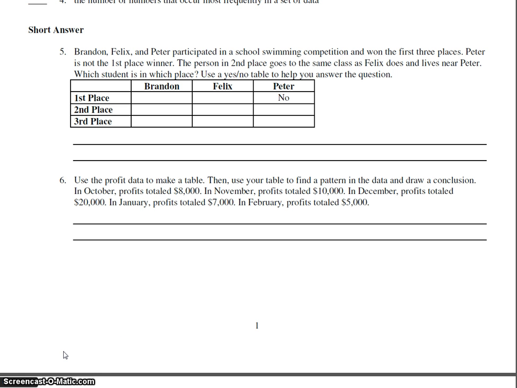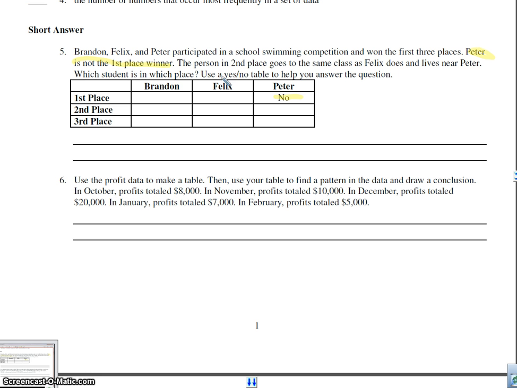All right, so we're going to first put in that Peter is not first place because we already know that Peter was not the first place person. Because it says right here, Peter is not the first place winner. And so we put in no in his column. Now this is a logic table. So you have to use your logic and deductive reasoning skills to figure it out.